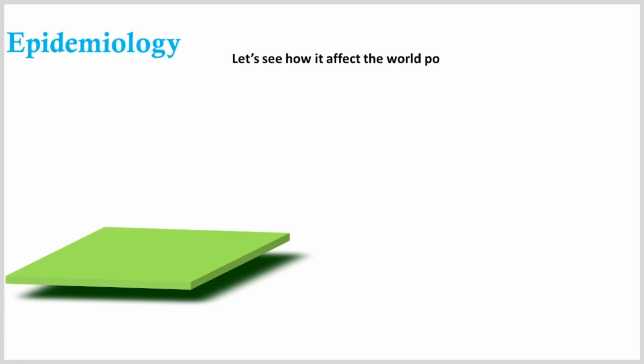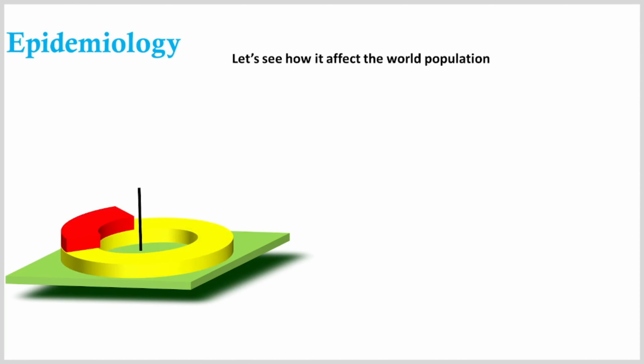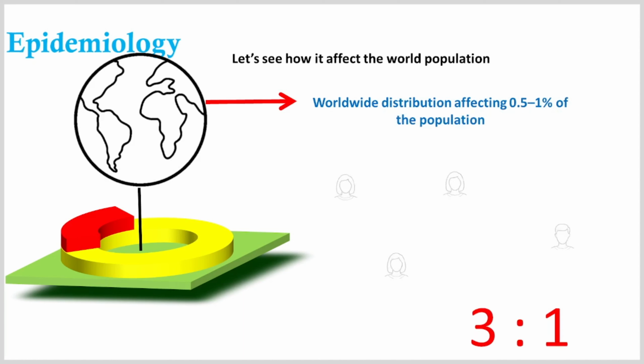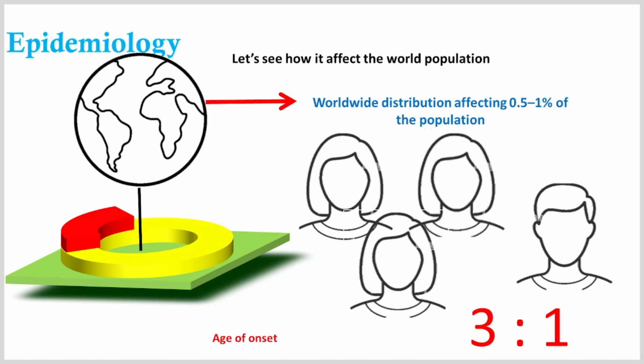Rheumatoid arthritis has a worldwide distribution, affecting 0.5 to 1% of the population, with a female preponderance of 3 to 1. It presents from early childhood to late old age, with the most common age of onset between 30 and 50 years.